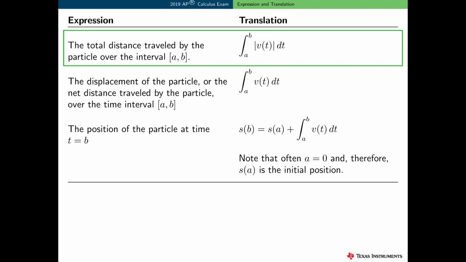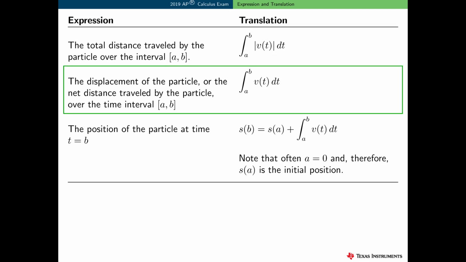The total distance traveled by the particle over the time interval a to b is given by this definite integral, and note the use of the absolute value. The displacement of the particle, or the net distance traveled by the particle over the time interval a to b, is given by this definite integral. There's no absolute value on the integrand here.